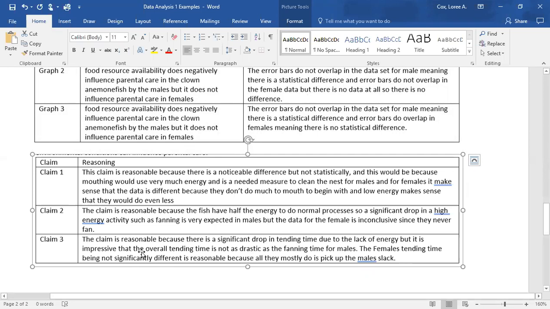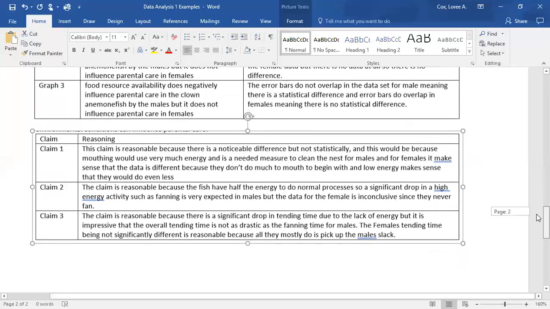Claim, reasoning. The reasoning is because there's a significant drop in tending time due to lack of energy, but it is impressive that the overall tending time is not as drastic as the fanning time for males. Females' tending time being not significantly different is reasonable because all they mostly do is pick up the male's slack, which is kind of what we're seeing in these graphs. They are picking up their slack, right? I think the males are the workers in this situation.